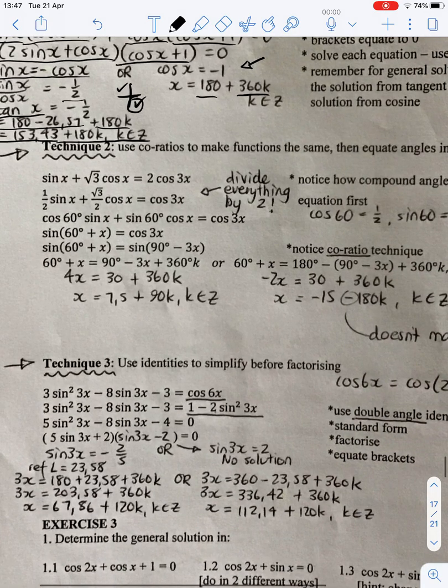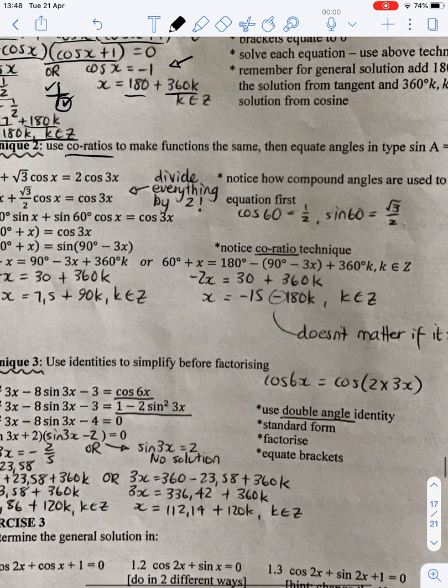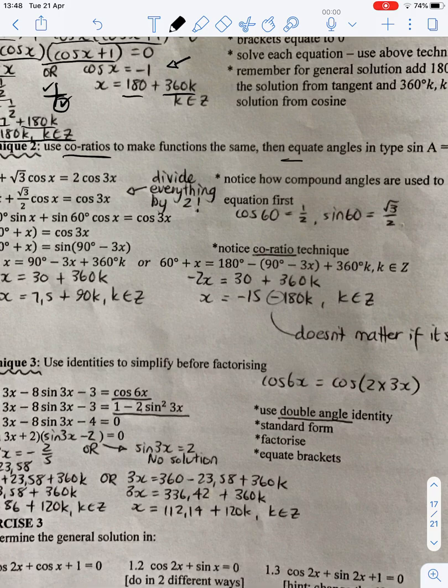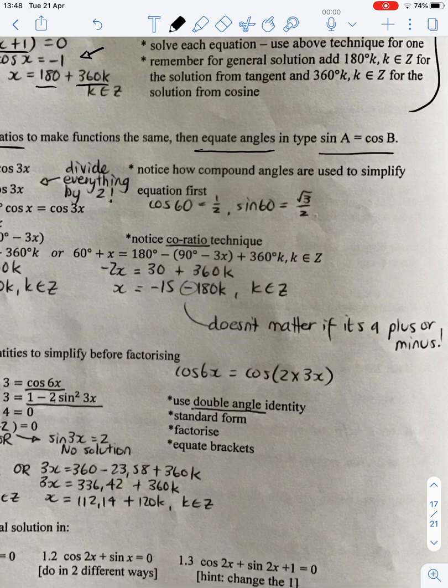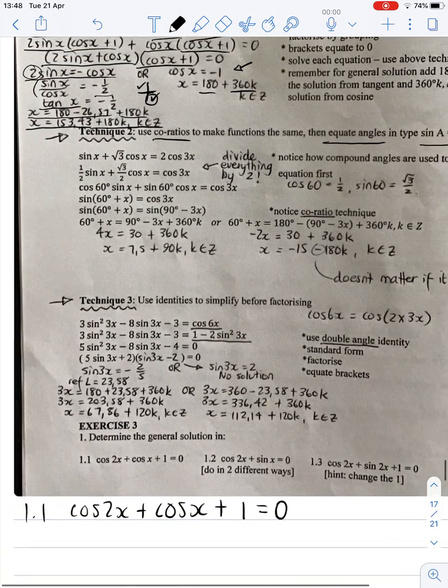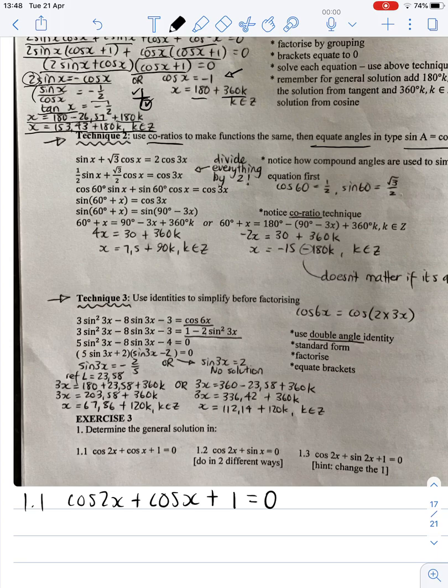Technique number 2, he talks about using co-ratios to make functions the same. Instead of having sines and coses, we're going to try to eliminate so that we only have sines or only have coses. Then he says equate angles in type sine A is equal to cos B. We're going to make them equal. Watch carefully here. The question at the start gives us sine x plus root 3 cos x is equal to 2 cos 3x.